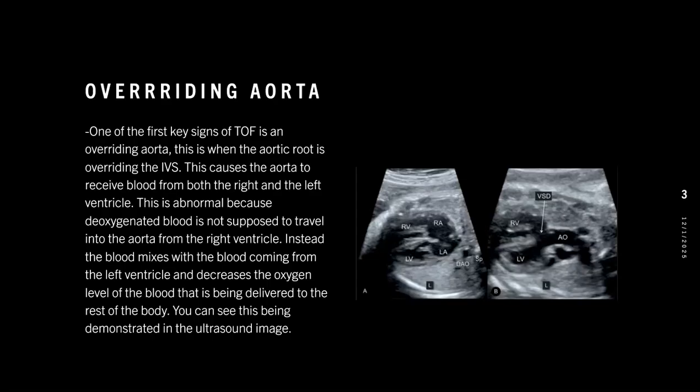You can see this being demonstrated in the ultrasound image. So right here you can see you have an overriding aorta, and the blood's able to come between the 2 ventricles, mix, and go out to the rest of the body.